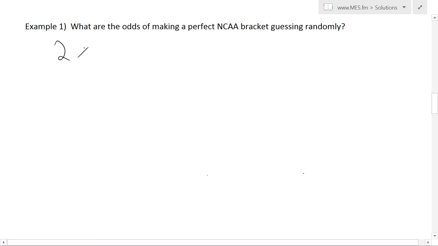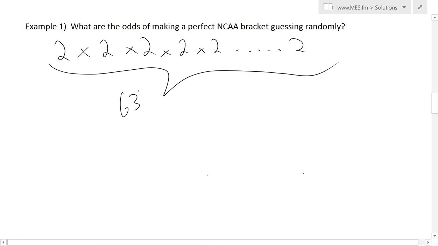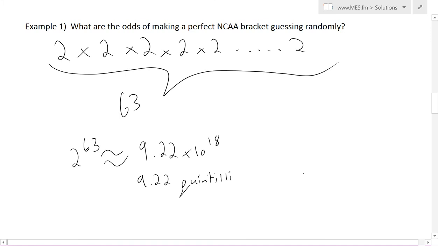For the next game, there's also two combinations, and then there's another one. So if we want to guess three of them, we just take 2 times 2 times 2. That'll get us the amount of combinations for those three games. But what we need to do is multiply it 63 times. Another way of writing this down is 2 to the power of 63, which roughly equals 9.22 times 10 to the 18, which is 9.22 quintillion, which is a huge number.